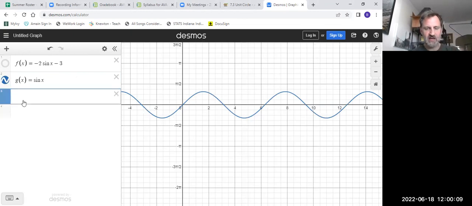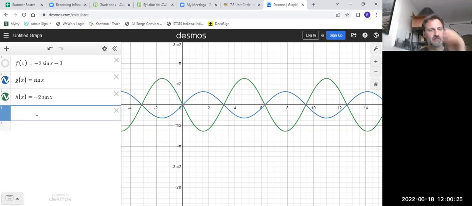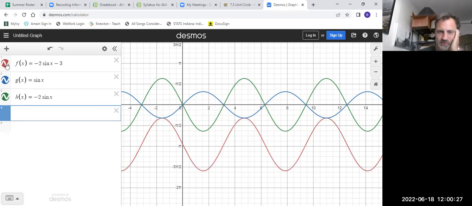Next thing I did was add in -2 in the front. So I got that flip and the stretch. I'm flipping it and I'm stretching it out, so I'm pulling it vertically. And then finally, I'm going to add in the -3, so I'm shifting that down 3 spots. I'm going to turn this one off, so you can see that the difference between these is that it's just been shifted down 3.